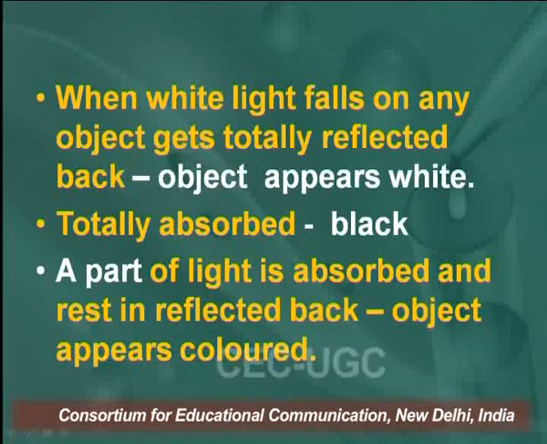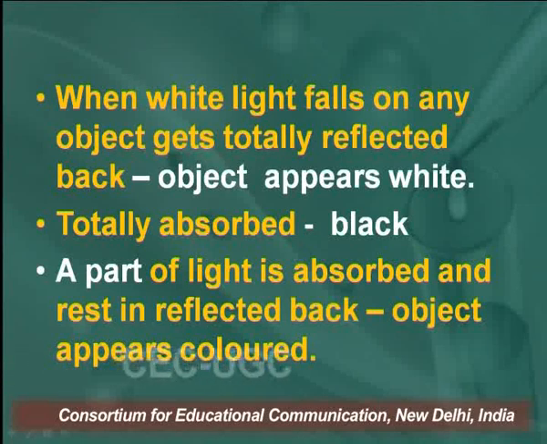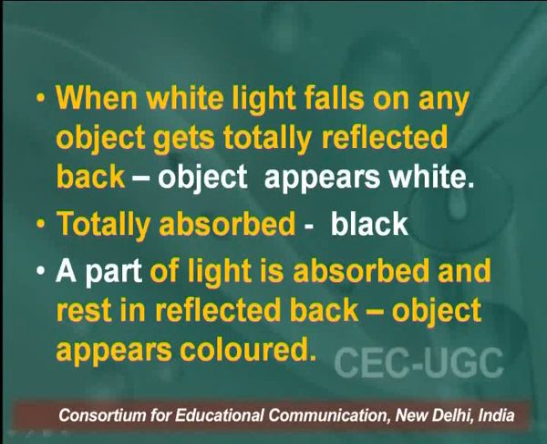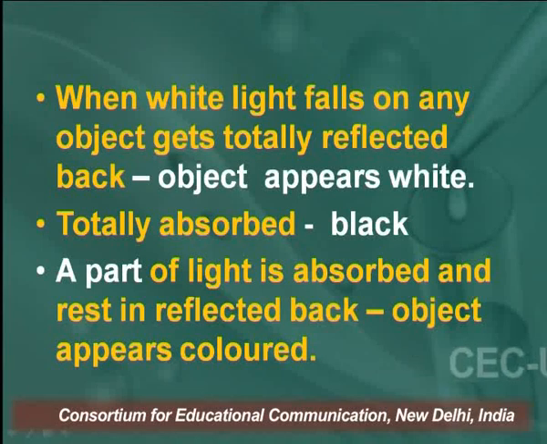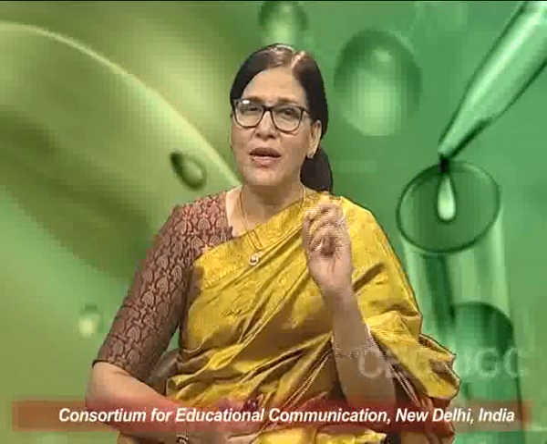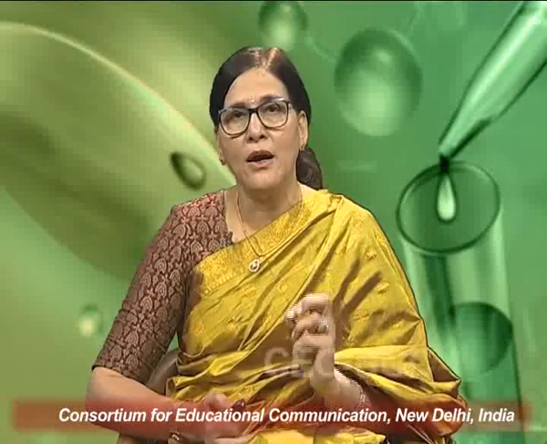So, learners, when white light falls on any object and it gets totally reflected back, the object appears white. Similarly, when this white light is totally absorbed, the object appears black. So, you must remember, when a part of light is absorbed and the rest of the light is reflected back, then the object appears colored. It is a very important point: when a part of light is absorbed and some part of the light is reflected back, then we are able to see the colored object.